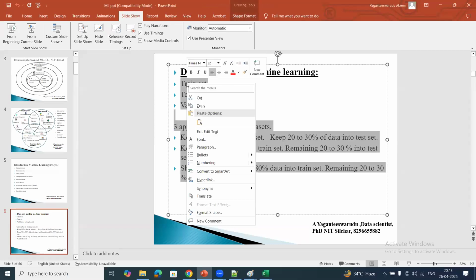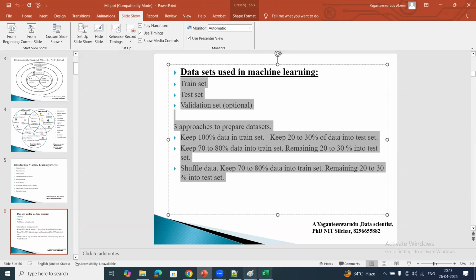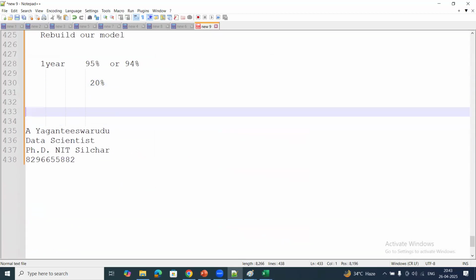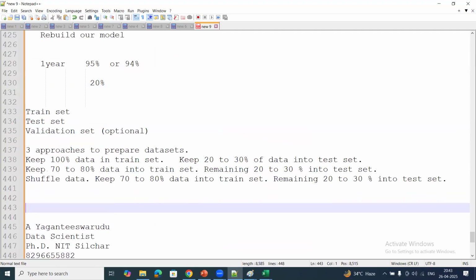So what are these, and which are the more appropriate approaches for designing the train and test set preparations? First of all, we'll discuss why I require train and test set, why validation set is optional, and then we are going to discuss all these three approaches.